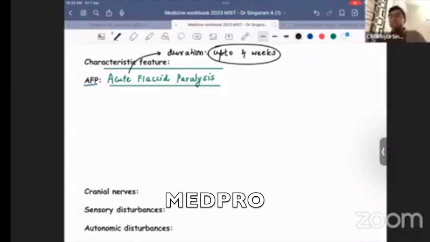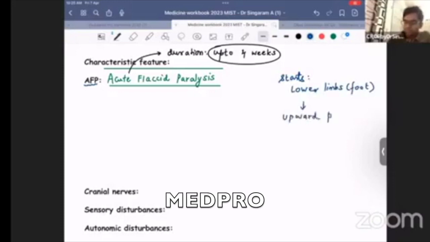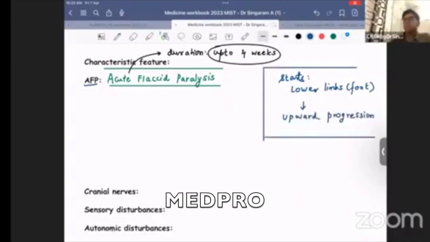Then it will involve the hip muscles. Then the patient will say, I'm not even able to sit properly. So what I'm trying to say is, it starts from the lower limb and slowly starts ascending upwards. This is what you have to remember: it starts in the lower limbs, that too in the foot area, and then shows upward progression. Are you able to follow this? It starts in the lower limb and moves upwards.